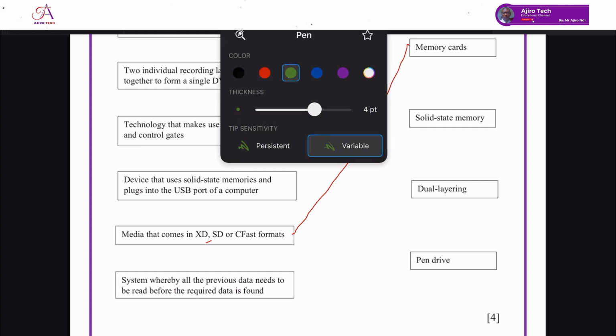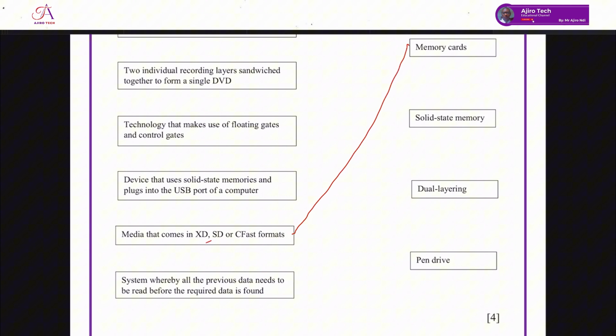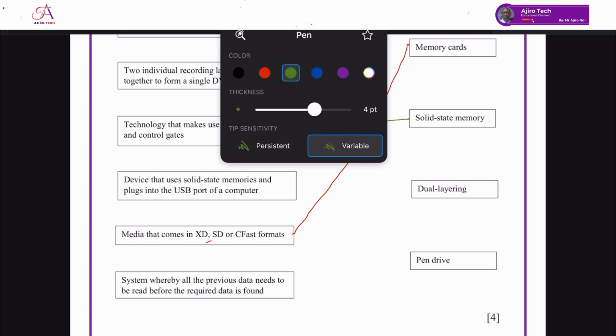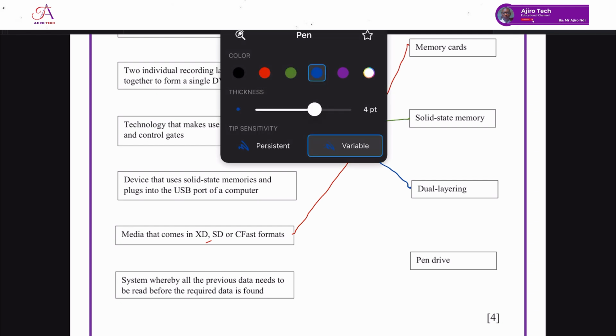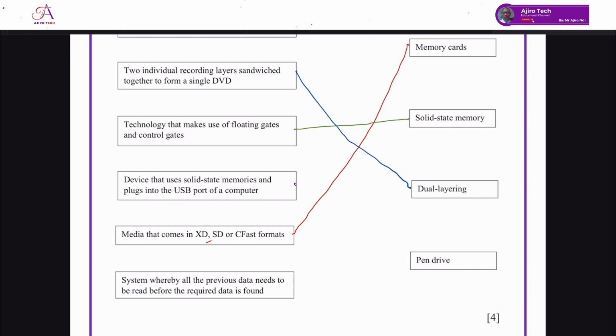The next one, solid state memory: technology that makes use of a floating gate and control gates. So this is it here. Dual layering talks about two individual recording layers sandwiched together to form a single DVD. So this is this. Pen drive: device that uses solid state memories and plugs into the USB port of a computer. So this is this here.